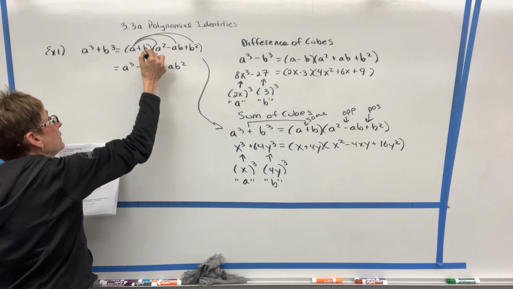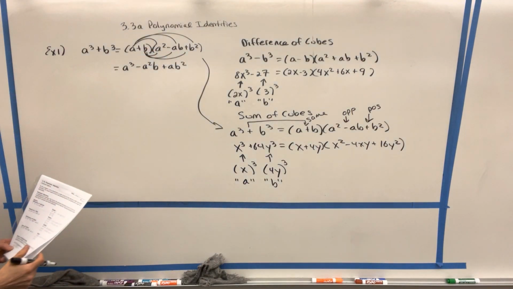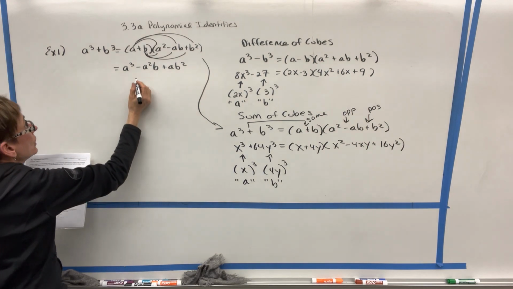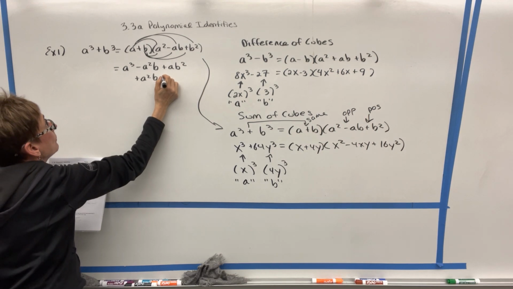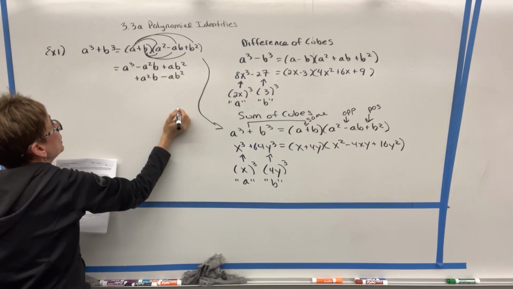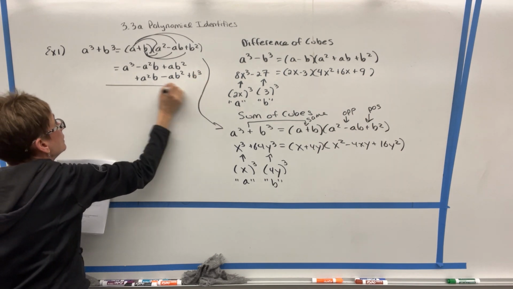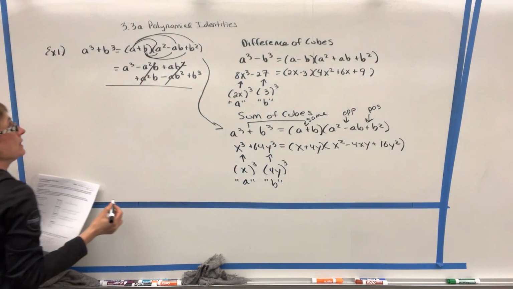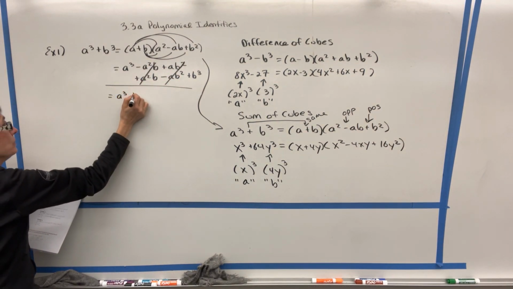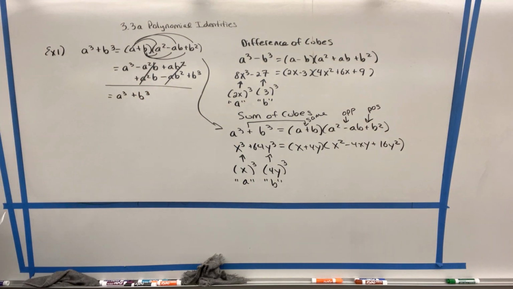Keep in mind from what we learned on the last lesson that we also have to multiply the b times everything. So we would have plus a squared b for our first term, and then we'd have minus ab squared for the second one, and then plus b cubed. If we line everything up, we can see that these two terms cancel each other out, and we're left with a cubed plus b cubed. So the way that you prove a polynomial identity is by using operations on one side to show that you are equivalent to what you have on the other side.